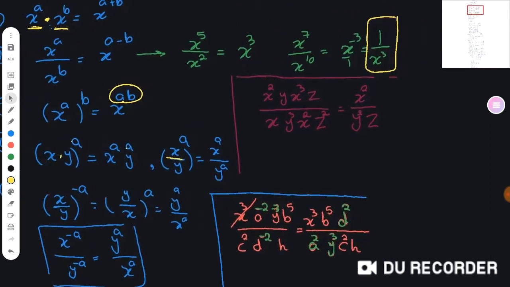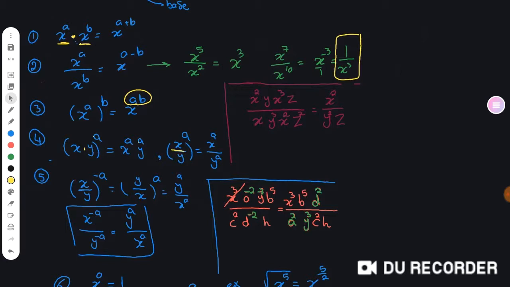For example, to explain all this, here we have x squared y x power 3 z over x y power 3 x squared z squared. When we have multiplication like x squared multiplied by x power 3, the answer will be x power 5 over x power 3, because we have x and x squared, so this will be x power 3, this will be x power 5. The answer will be x squared in the numerator, because 5 minus 3 is 2.